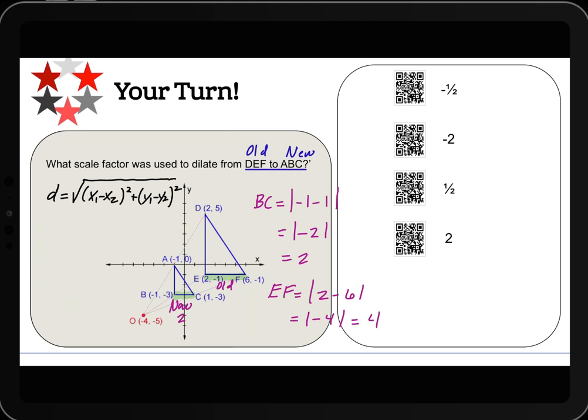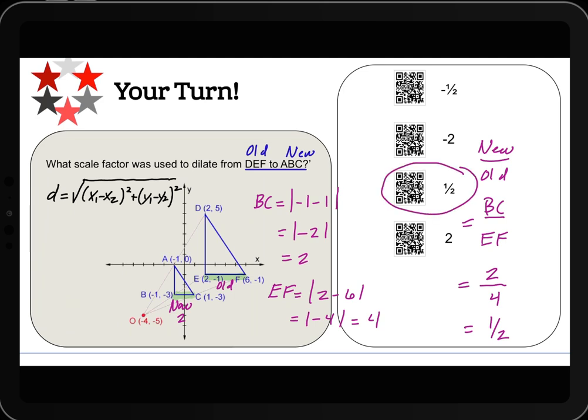And remember, we want new over old, right? So new over old. Well, the new is BC, the old is EF. So in this case, we have 2. We're going to divide that by 4, and that gets us 1 over 2. So here, it makes sense. It's getting smaller, right? So the scale factor is going to be +1/2. By the way, do you notice how the figures are on the same side of the center of dilation and our scale factor is positive? That makes perfect sense. They should be on the same side of the center of dilation if it's gotten smaller. And in this particular case, that's how it's illustrating that. So that is going to be our scale factor in this instance here.